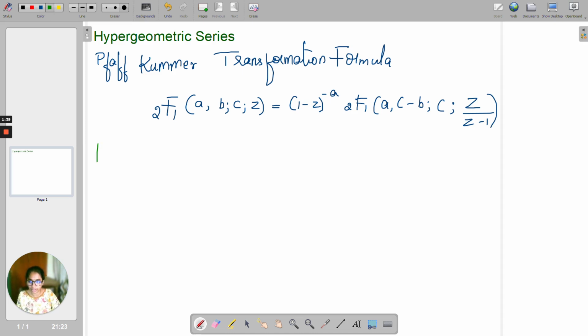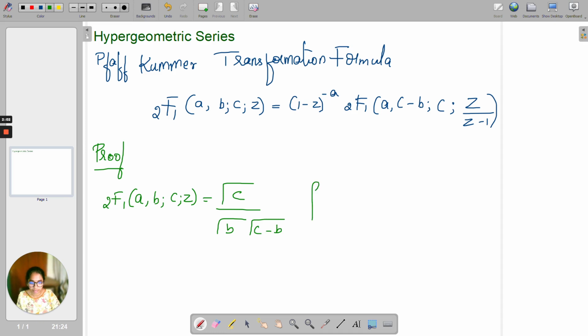We start the proof by taking the integral representation formula. What was the integral representation formula? 2F1 of a, b, c, z was equal to gamma c divided by gamma b into gamma c minus b, integration 0 to 1, t to the power b minus 1 into (1 minus t) to the power c minus b minus 1 into (1 minus zt) to the power minus a into dt.